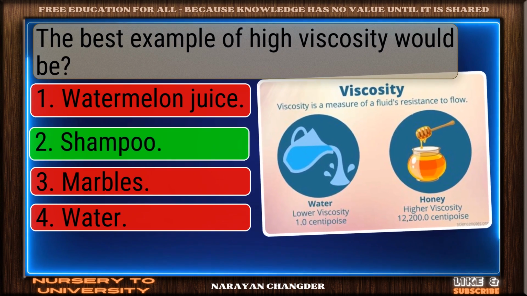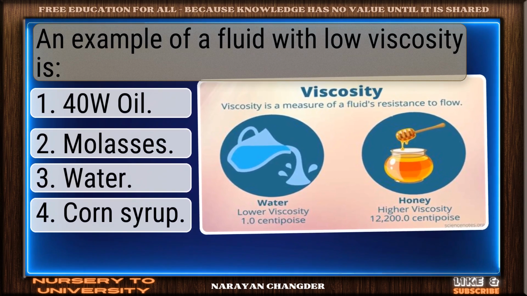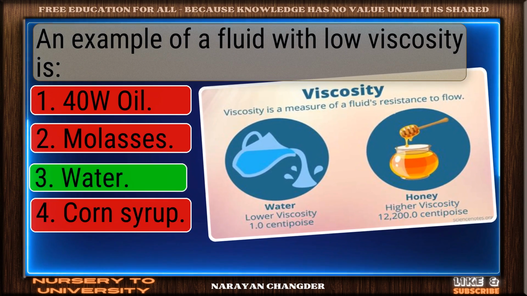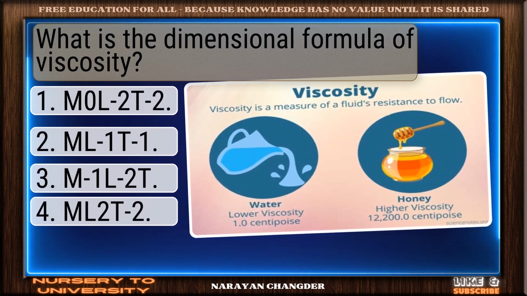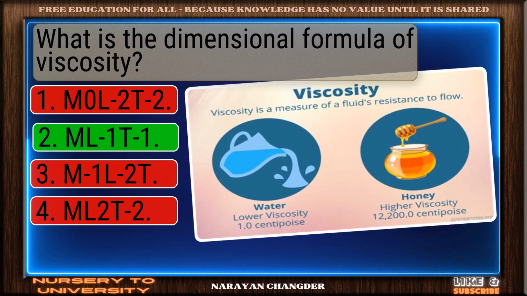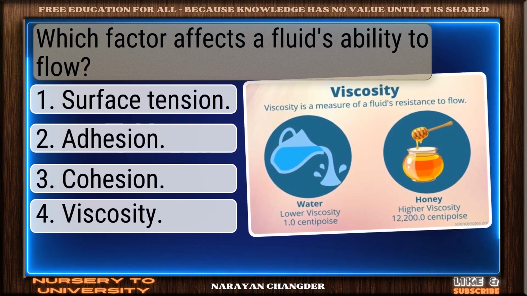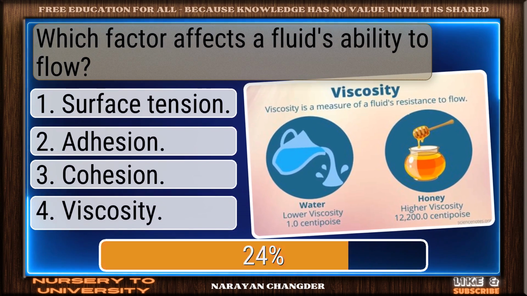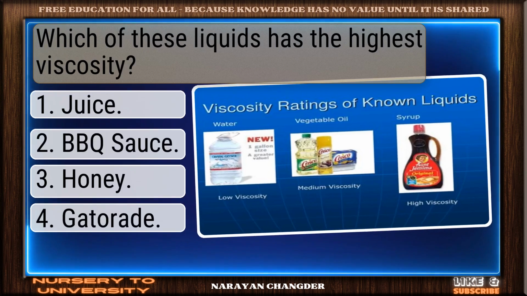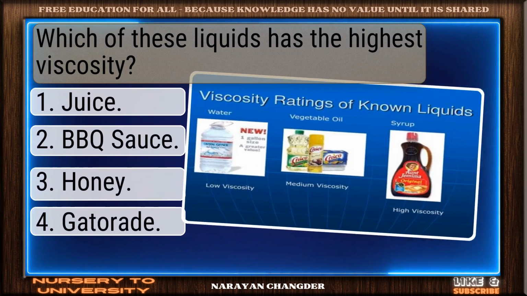Nicely done. Shampoo. An example of a fluid with low viscosity is yes, water is right. What is the dimensional formula of viscosity? Spot on. Which factor affects a fluid's ability to flow? Strong answer. Viscosity. Which of these liquids has the highest viscosity?